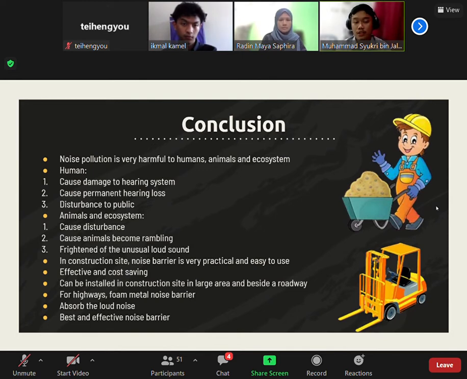So to counter noise pollution, a noise barrier is very practical to use. It is also very effective and cost saving. It can be installed at the construction site or beside a roadway. For roadways, a metal noise barrier can be used, and for construction sites, an acoustic barrier can be used. These types of noise barrier can absorb and block loud noise from escaping the construction site. That is all from us, and I would like to thank everyone for listening to our presentation.